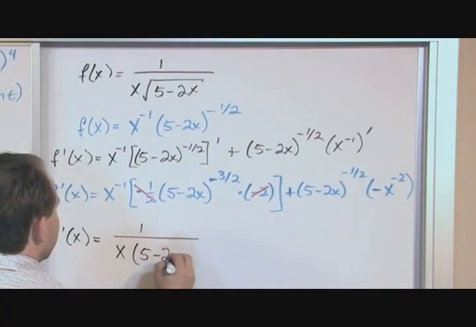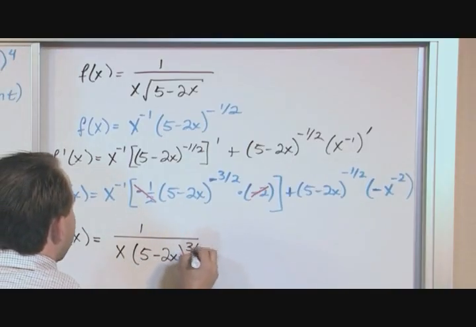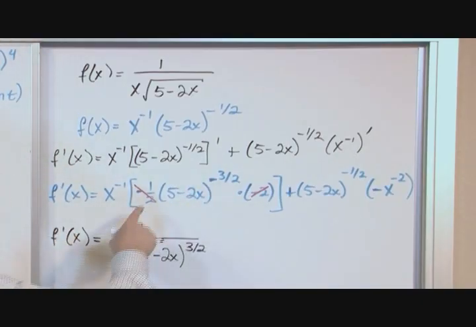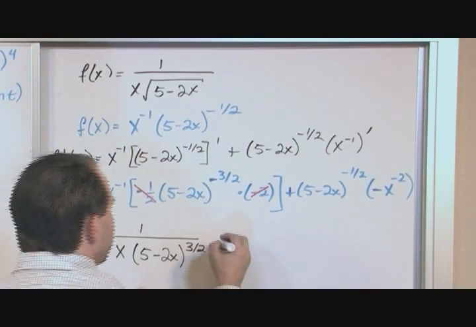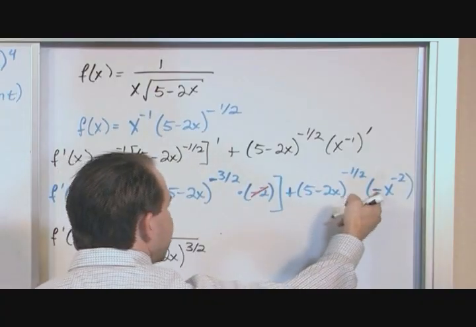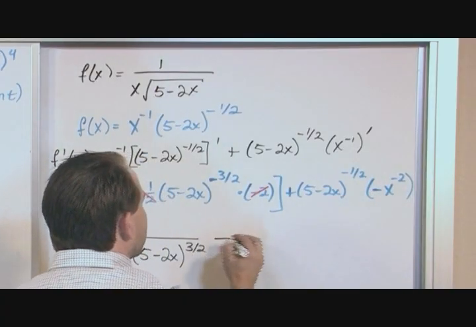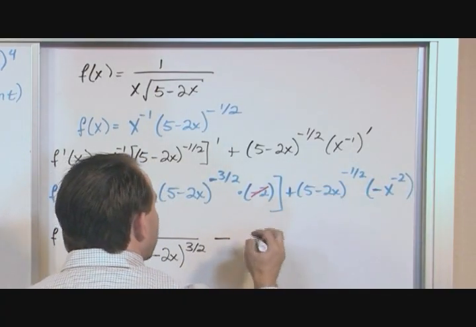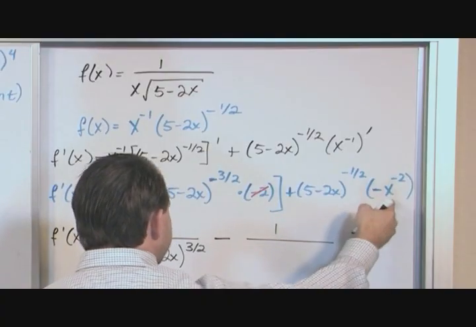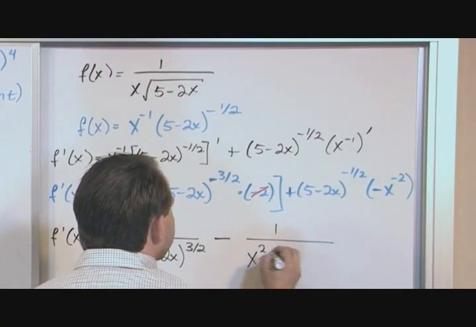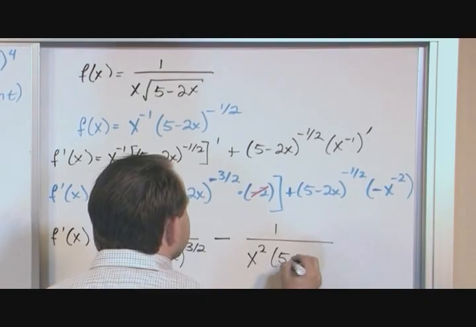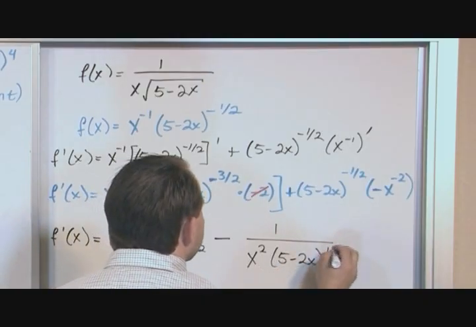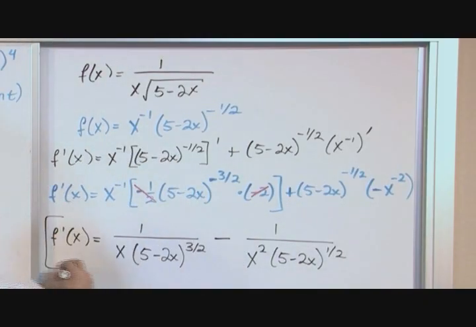5 minus 2x to the positive 3/2 because we moved it down to the bottom. This cancellation removes all of that. Over here on the second guy, we're going to have a negative from this, right? And then we're going to have 1 over. This x squared is going to come out in front. And then this 5 minus 2x to the positive 1/2. That is going to be the answer right there.